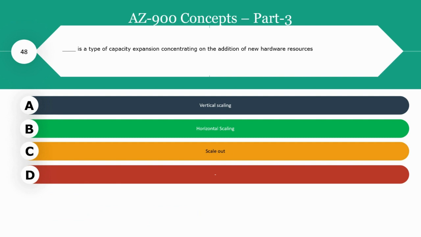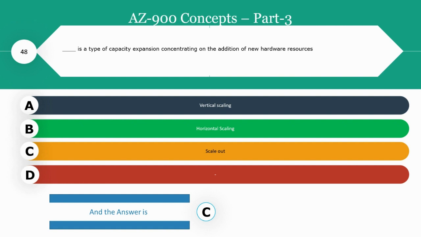Dash is a type of capacity expansion concentrating on addition of new hardware resources. And you need to take care of this portion of the question, addition of new hardware resources. So here, scale out is a capacity expansion concentrating on addition of new hardware resources instead of increasing the capacity of already available hardware resources such as storage or processing slot. So the right answer would be option C, scale out.